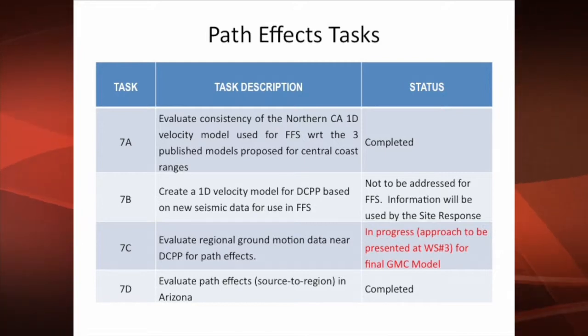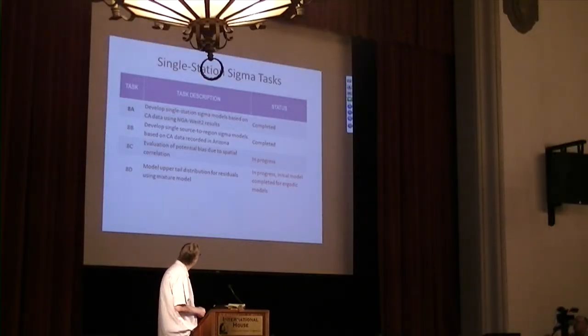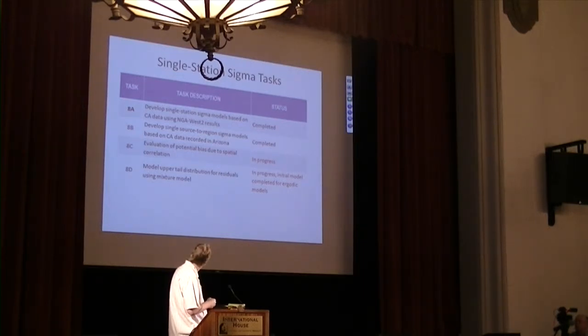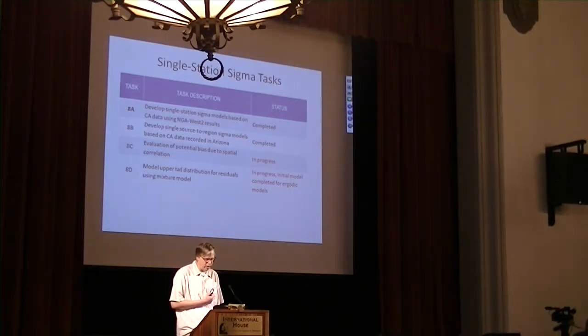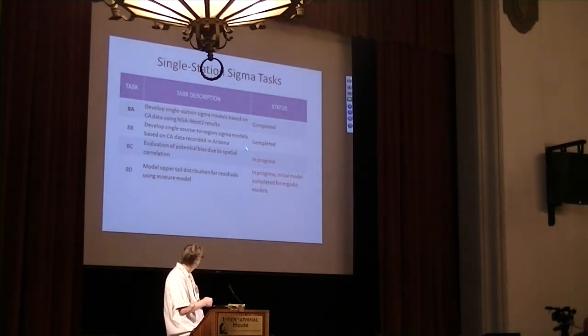Single station sigma tasks, we've been making some progress. We still need to modify parts of it. This is developing the single station model based on California and NGA-West data. Linda Al Atik will be talking about that tomorrow. Single station sigma, a single source to region sigma model, so this is like a path-specific model, will also be completed and will be shown to you tomorrow.